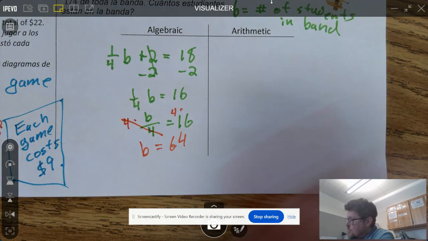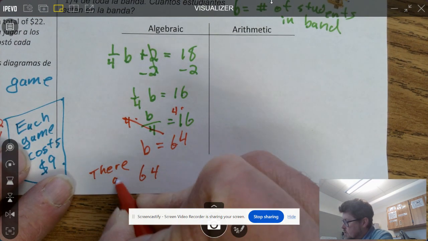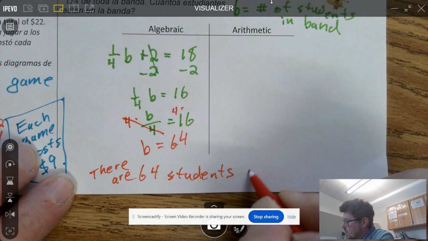Okay. So there are 64. Let me actually write a full sentence. There are 64 students in the band.